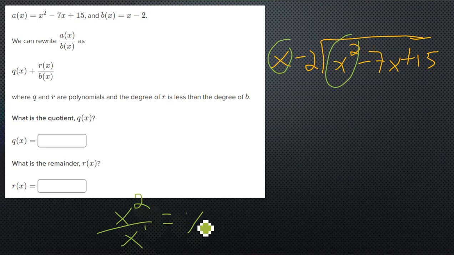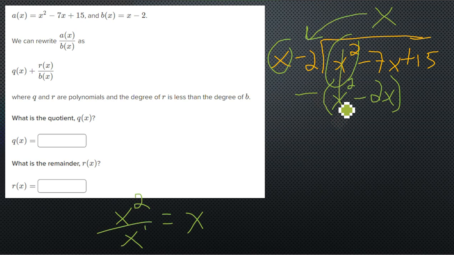So the first is going to be x. So I put the x above the x term there. And then I multiply the whole divisor by x. So I get x squared minus 2x. Now again, put it in parentheses and subtract off the whole thing. Again, first terms cancel. I do negative 7x minus negative 2x. So I'm really adding 2x to negative 7x to give negative 5x. Bring down whatever's left there, and then repeat the process.